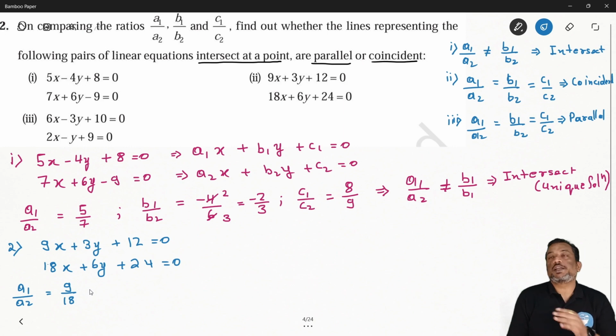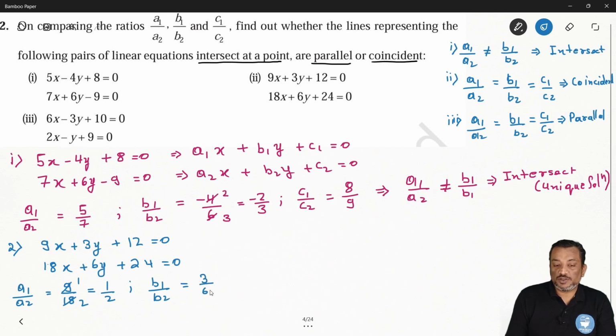अब 9 और 18 आया, तो ये फैक्टर है एक दूसरे के, तो 1/2 आ जाएगा. So this is 1, this is 2. Now same way you can find b1 over b2. So how much you will get? b1 over b2, so 3/6. So this one you will also get 1/2.